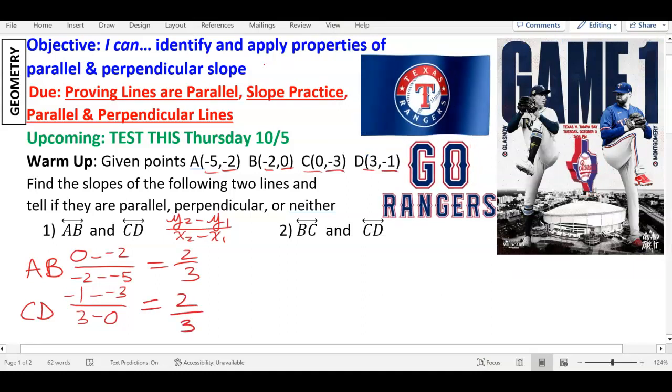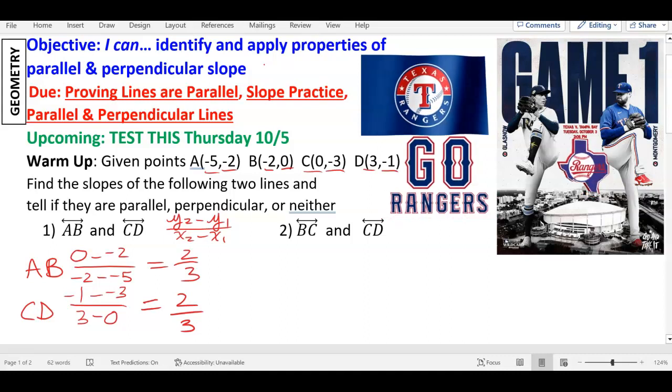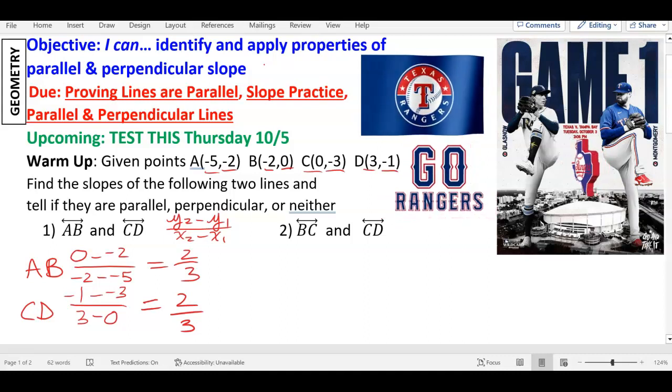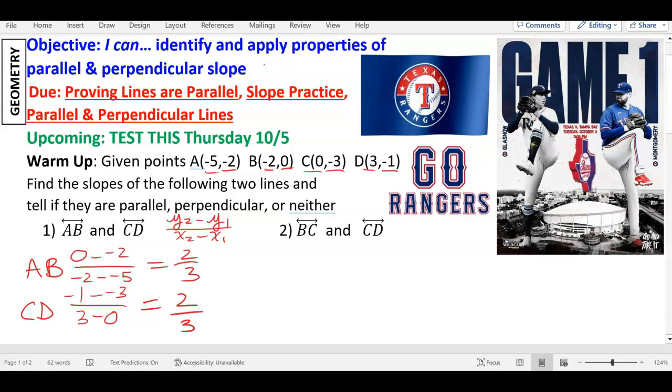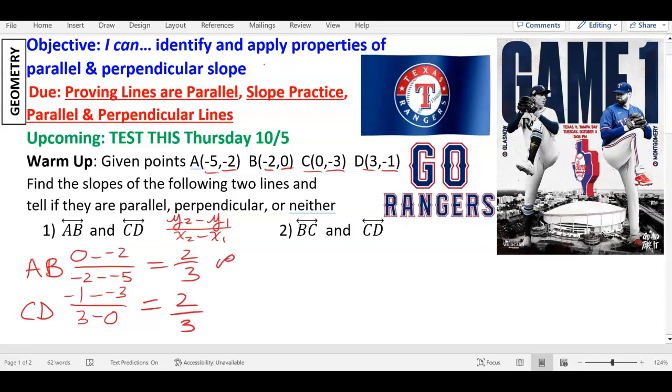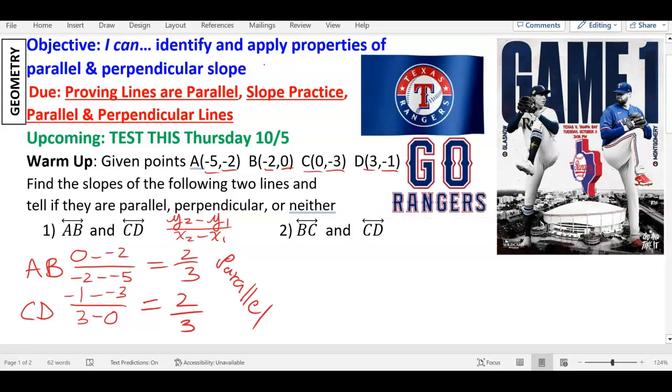Now, let's compare. What do you notice about these two slopes? They're the same. Same slope. So that means those two lines are what? Parallel. Does everyone know from yesterday's notes, if the slopes are the same, then the lines are parallel. Go ahead and write that down. Parallel. You got to know that. How to find a slope and then compare them. If they're the same, they're parallel.